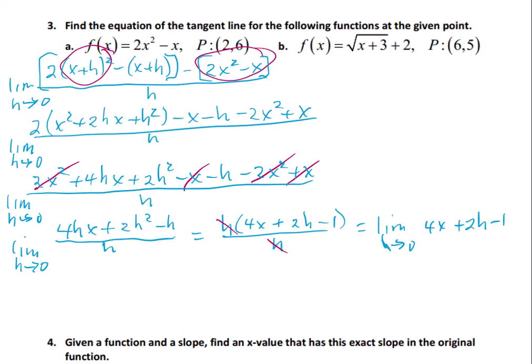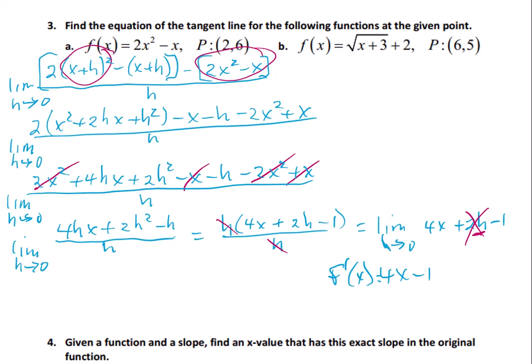Now as h is getting closer and closer to 0, what happens? When h becomes 0, that goes away and leaves us with the limit of 4x minus 1. That's my f prime. That's a straight line. Okay, so our original function is a quadratic. It's a parabola. The tangent to it, I've got a straight line going on.